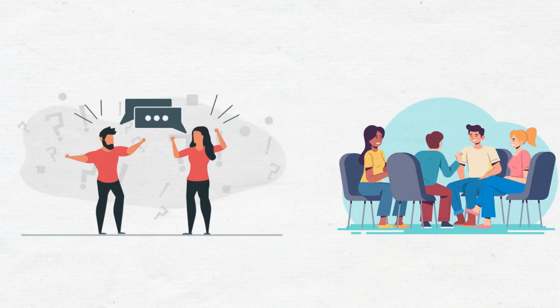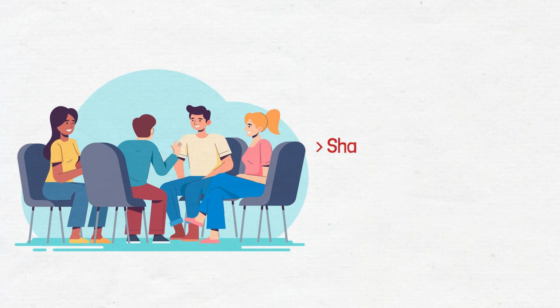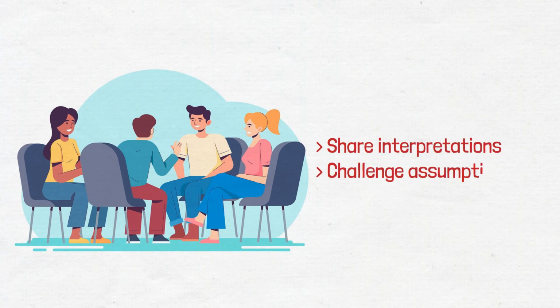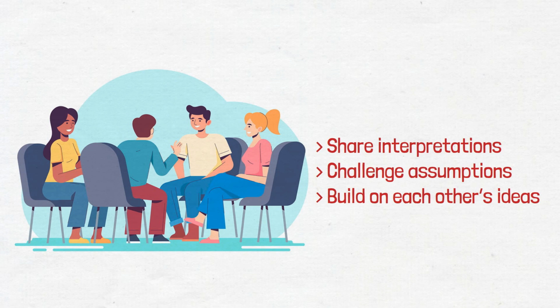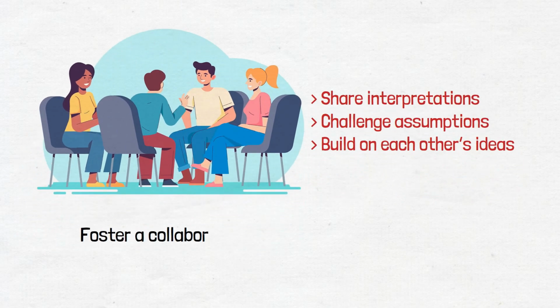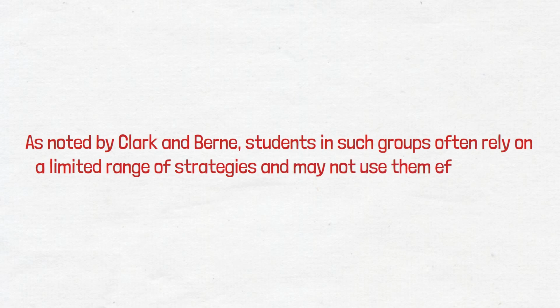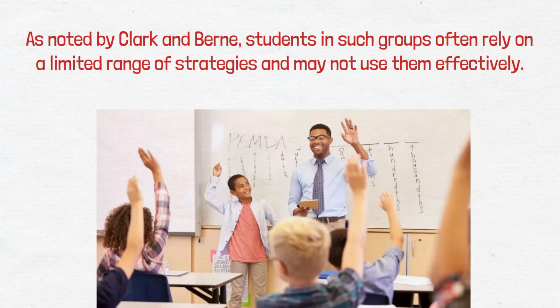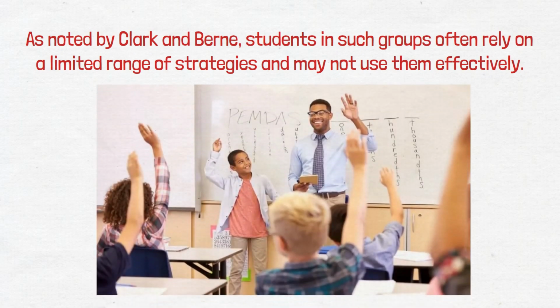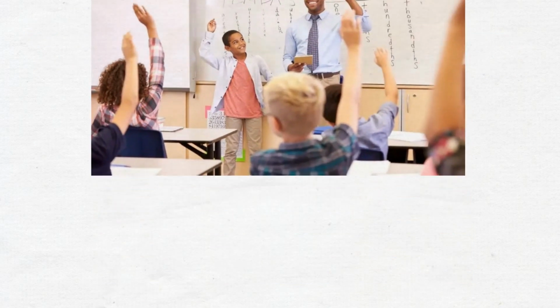Discussions play a crucial role in enriching students' understanding and appreciation of literature. Literature discussion groups create opportunities for students to share interpretations, challenge assumptions, and build on each other's ideas. The main aim of these groups is to foster a collaborative exploration of texts, deepening comprehension and engagement. However, as noted by Clark and Byrne, students in such groups often rely on a limited range of strategies and may not use them effectively. To address this, teachers can guide discussions with questions that encourage critical thinking and diverse perspectives, ensuring that all participants contribute meaningfully to the conversation.